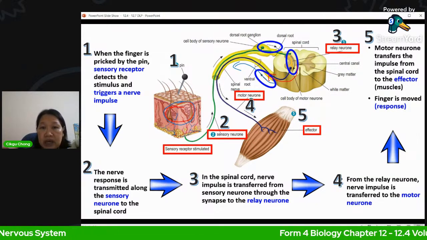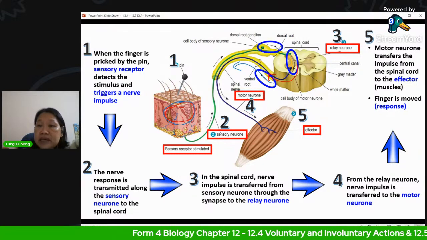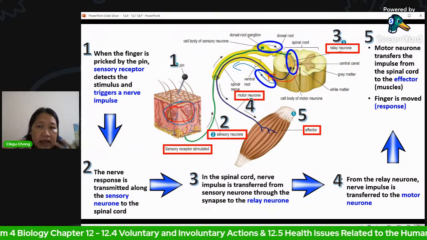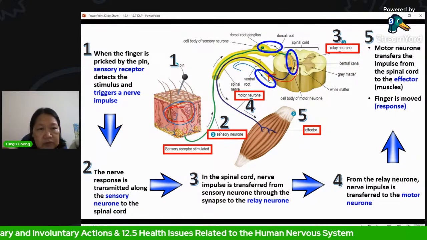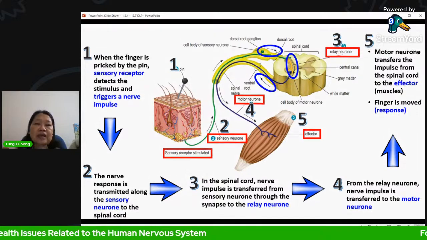So you should be able to explain the entire sequence. As long as the meaning is clear, you don't need to use the exact words, but the entire sequence you must be able to explain, from the stimulus until you get the response. Clear? Right, let's go on.